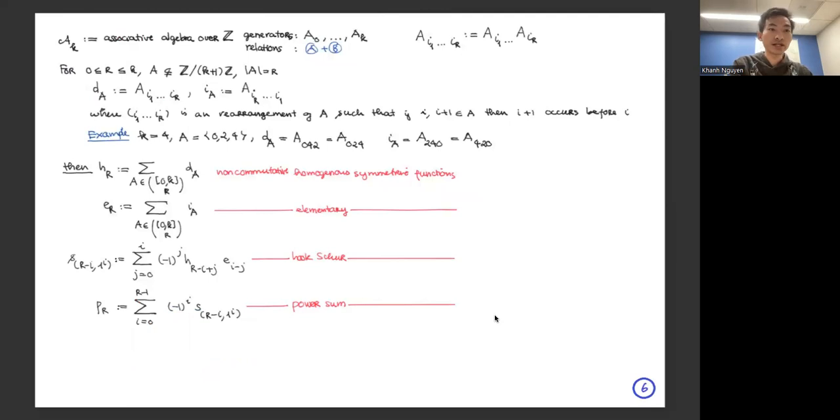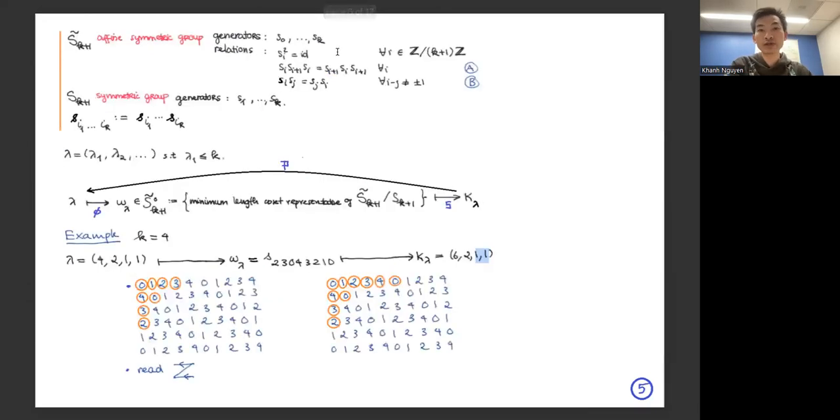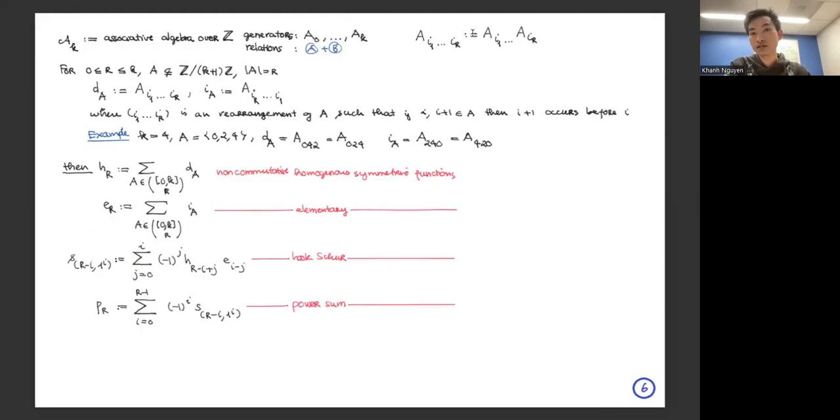Now I denote A_K to be the associative algebra over Z with generators A_i, i from 0 to K. Here the indices are still taken from the modulo Z over K plus Z. And it satisfies the relations A and B. So A and B here are the braid relations to define the affine symmetric group. But I replace the generator S_i by the generator A_i. And to be simple, I rewrite the element A_{i1} to A_{ir} as A_{i1...ir}.